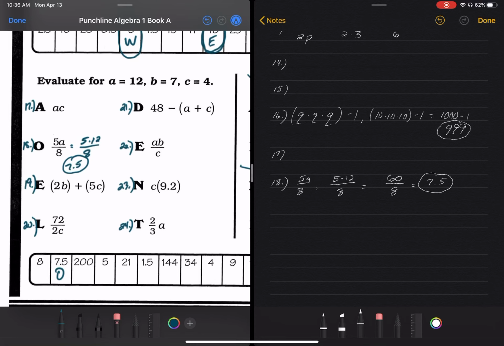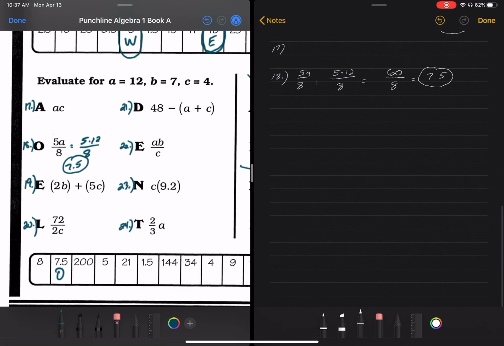Let's do number 24 together. Because that's kind of a fraction thing, and I know people get weirded out with fractions. So 18, 19, 20, 21, 22, 23, and 24. So 24 is 2/3 times A, and A is 12. So 2/3 times 12. Okay, same deal over here.